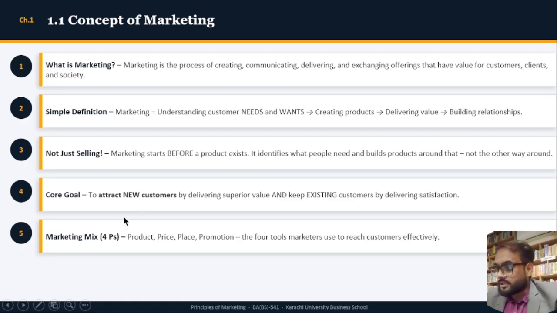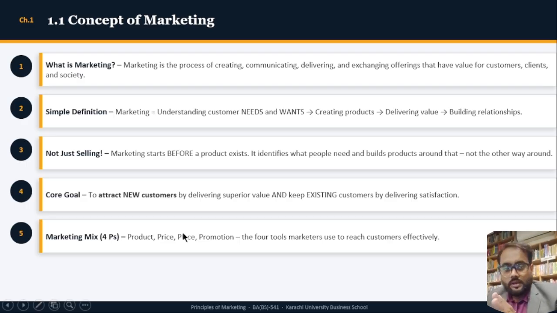Okay, the core goal of marketing, as I have already discussed in the class, is two things: customer retention and customer acquisition. Customer acquisition means you are attracting new customers. That is known as customer acquisition; you are acquiring the customers. The second thing is keeping existing customers, giving them value and delivering satisfaction. That means you are doing retention of that customer.